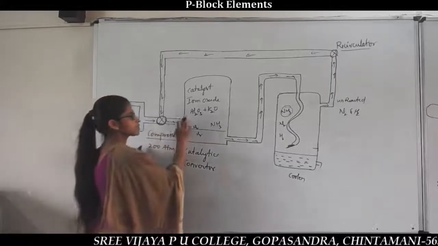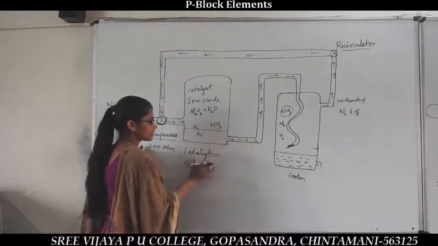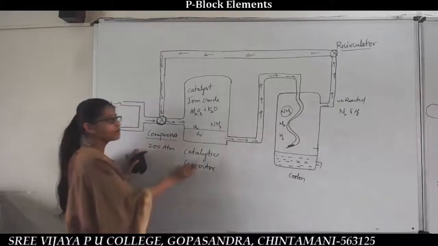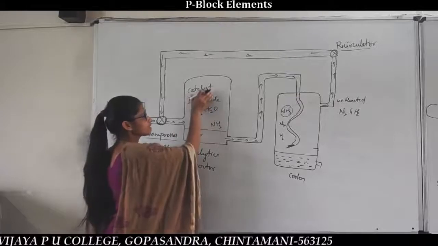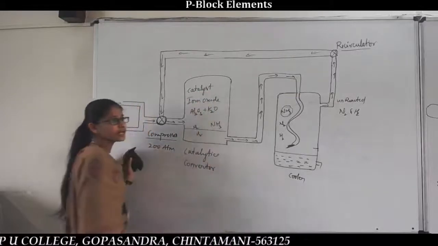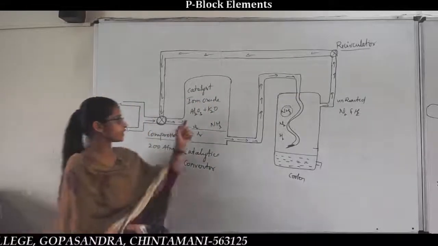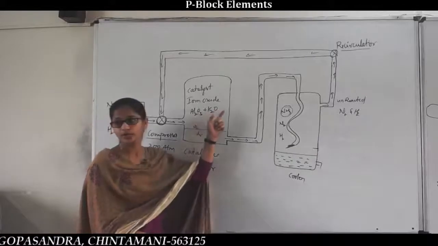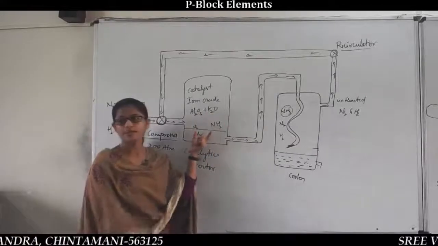What happens next, does the pressure condense? It is passed through a catalytic converter. The catalytic converter consists of a catalyst called iron oxide. Along with the iron oxide, there is also aluminum trioxide and K2O. So it is called a promoter.